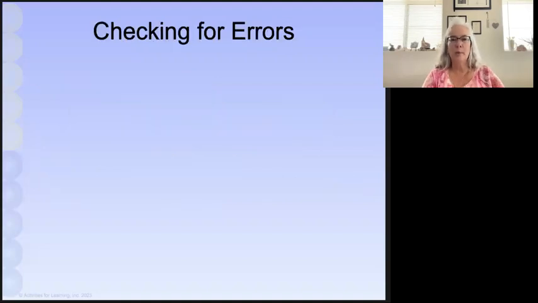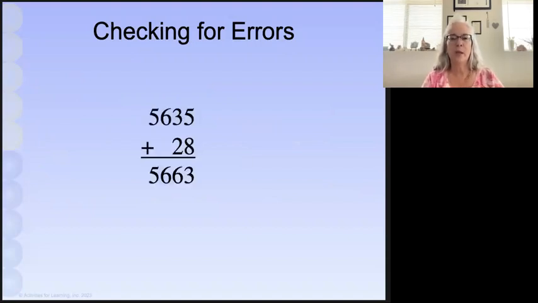So let me show you what happens when we're checking for errors. So here I've got an addition problem. Here's the answer. Let's see if I have it right. So what's the check number for 5,635? Well, I'm going to cast my nines out. So now I have 5 plus 5 is 10. 1 and 0 is 1. There's my check number. What would the check number be for 28?